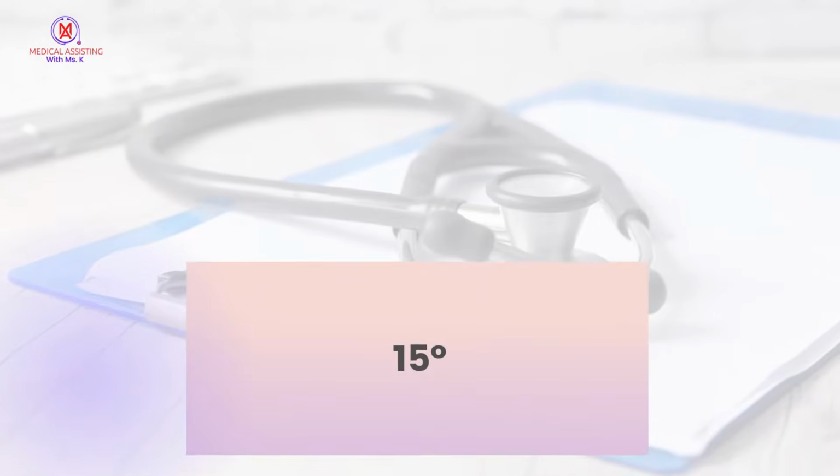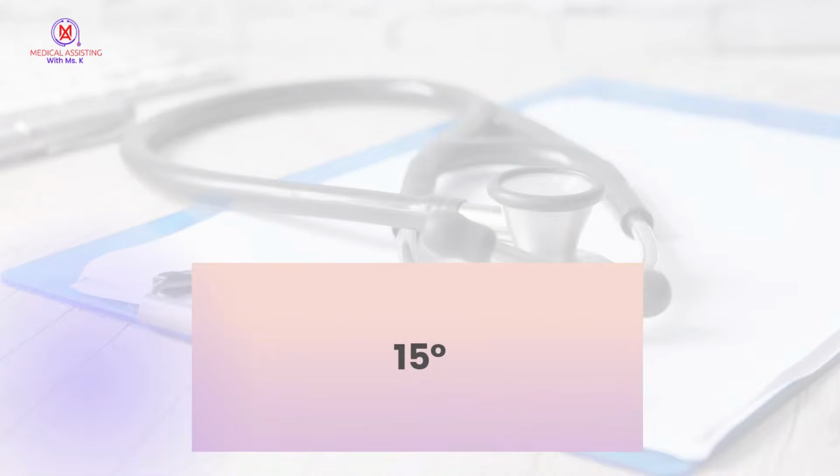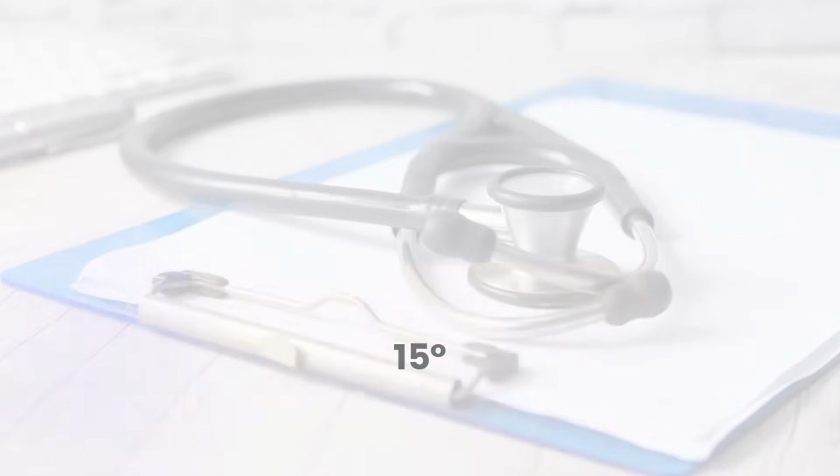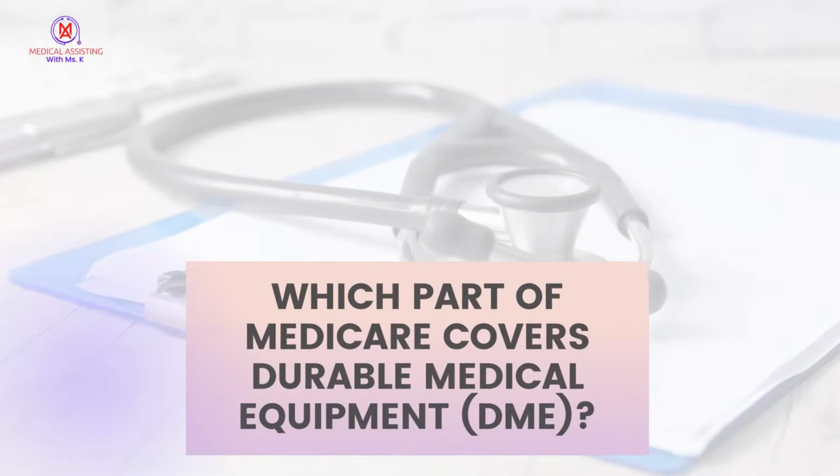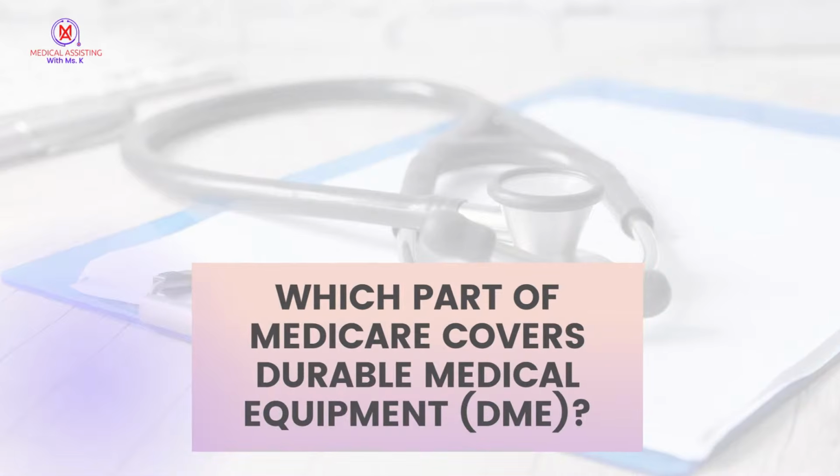All right, if you said 15 degrees, you are correct. Which part of Medicare covers durable medical equipment? A, B, C, or D? Which part of Medicare covers durable medical equipment, or DME?